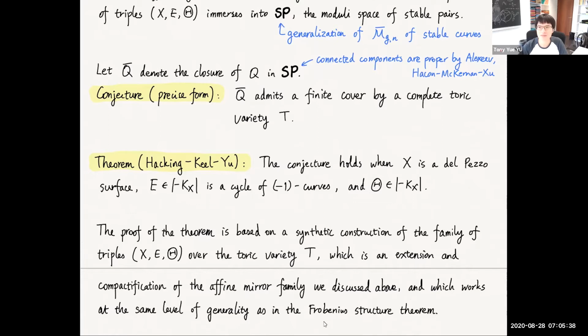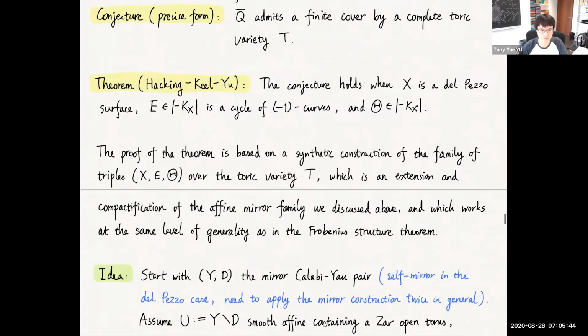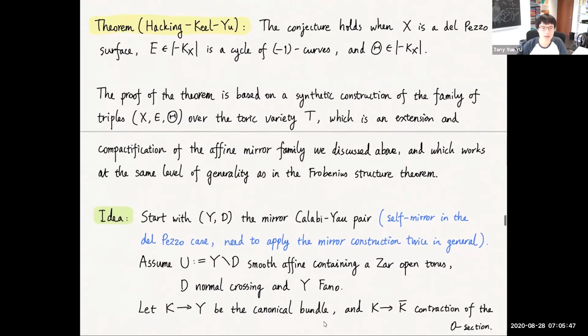Let me first explain the rough idea of how things work. Here is the rough idea for constructing this synthetic mirror family. We start with (Y, D), the mirror Calabi Yau pair. Note that in the Del Pezzo case, it is self-mirror, meaning that the mirror of a Del Pezzo pair is again itself. That's why the two-dimensional Del Pezzo case is particularly easy. In general, we need to apply the mirror construction twice.